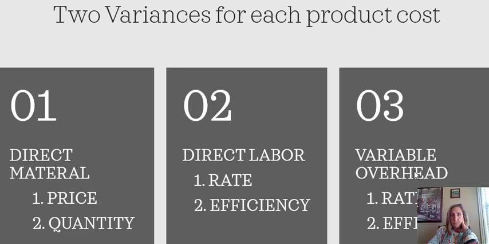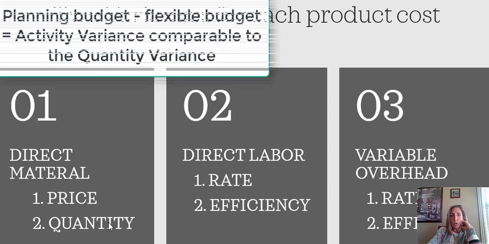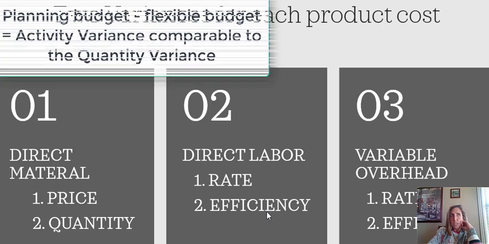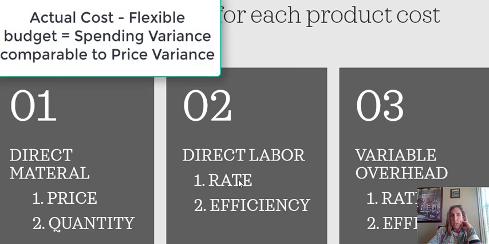variable overhead. The variances you will calculate for each of those costs are titled price and quantity, or rate and efficiency. These variances are the same concept you used in Chapter 9 when you calculated an activity and spending variance. So the activity variance is similar to the quantity and efficiency variance. The spending variance that you calculated to see if you spent more than you should have is similar to the price and rate variance.